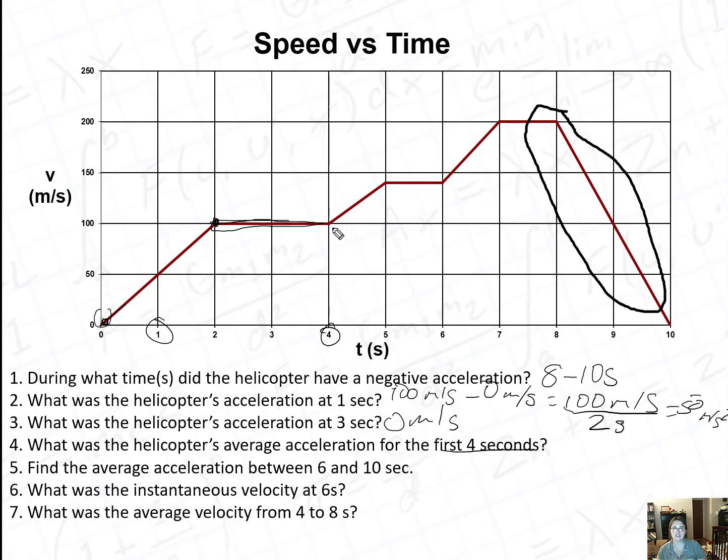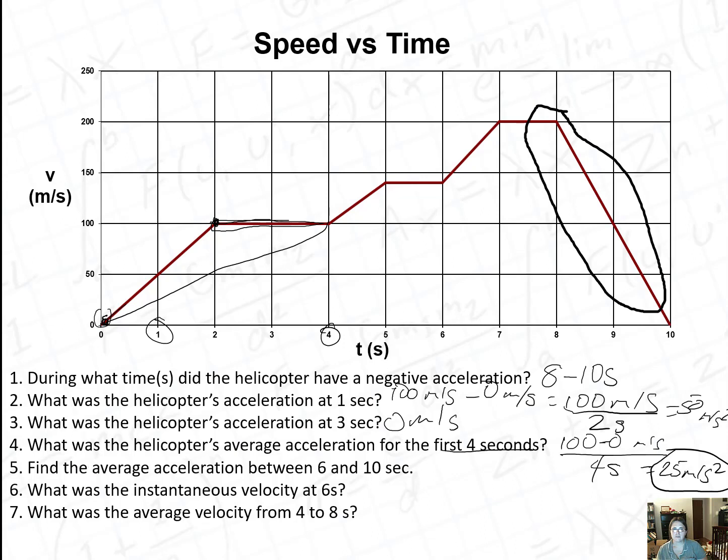So 4 seconds is here, and we want the average acceleration. So we can actually get that just by using the slope of this line. It's the average. So then we can say 100 minus 0, and that's in meters per second, and that is divided by 4. So it's equal to 25 meters per second squared. That is its average acceleration.